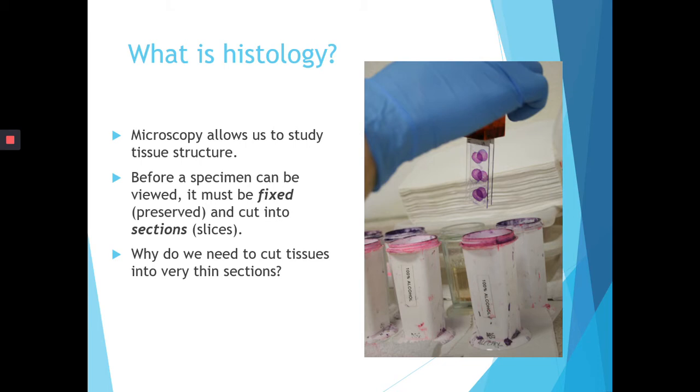Now again, you might want to ask yourself, why do we need to cut the tissues very thin? When we talk about making these cross sections or longitudinal sections, why do we want them so thin? The simple answer is that we need to be able to transmit light through the specimen. We may need to be able to transmit electrons through the specimen if we're using an electron microscope.